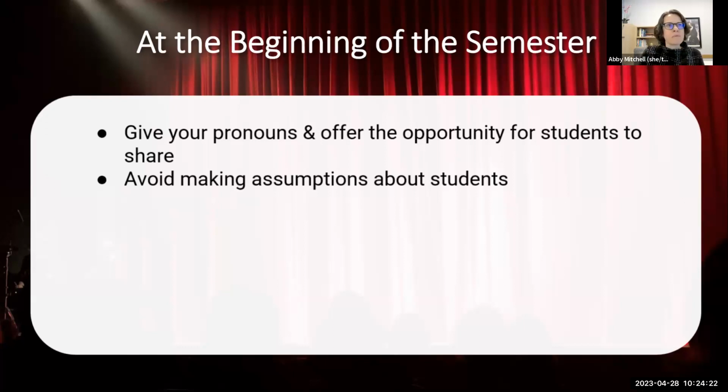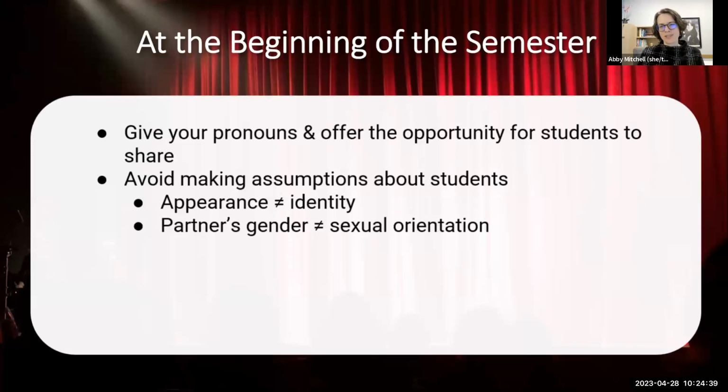And a lot of people can think, oh, I don't have trans and non-binary students in my classes. You don't necessarily know. With the statistics, you likely do. So appearance does not equal identity. Also, a partner's gender doesn't equal sexual orientation. So if a student is dating a man, right, that doesn't mean that equals their sexual orientation. There could be a whole lot of reasons that that wouldn't be a fit for them. They could be bisexual, and that partner could just not fit with their sexual orientation overall.